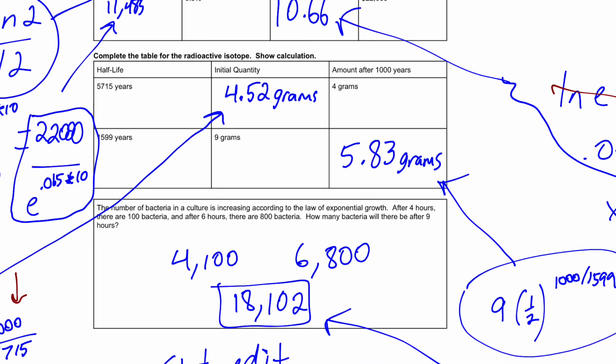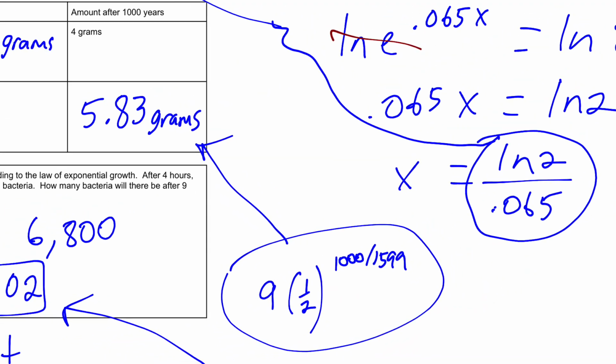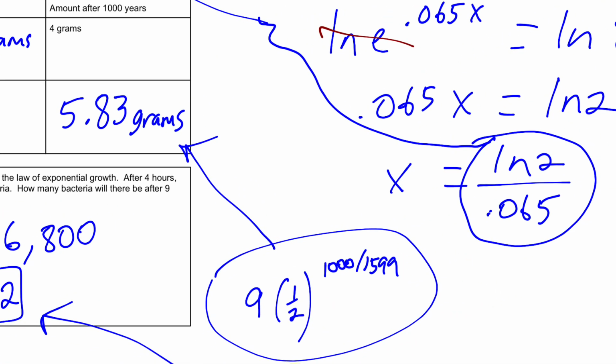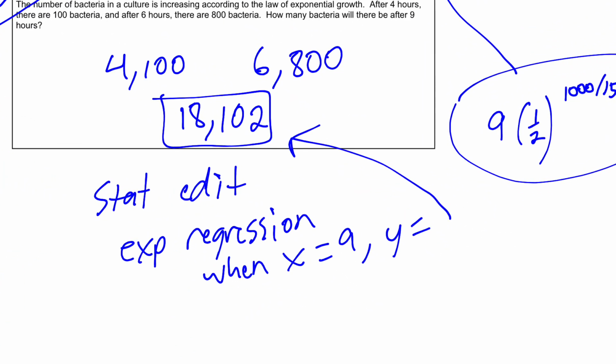The next row, they give me a half-life, and they give me an initial quantity. So I can use this to figure out the amount after 1,000 years. 9 times 1/2 to the power of 1,000 divided by 1599. 5.83.